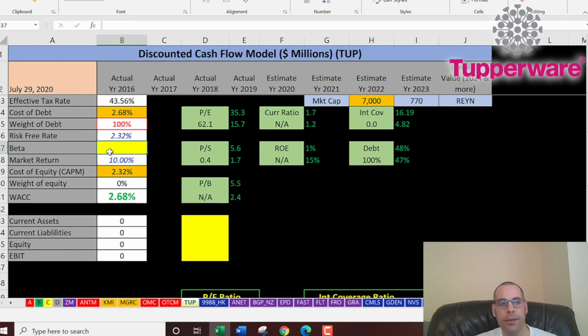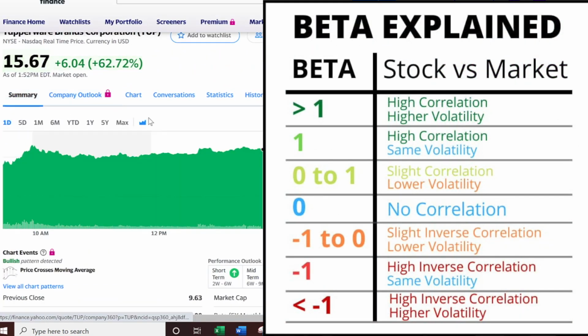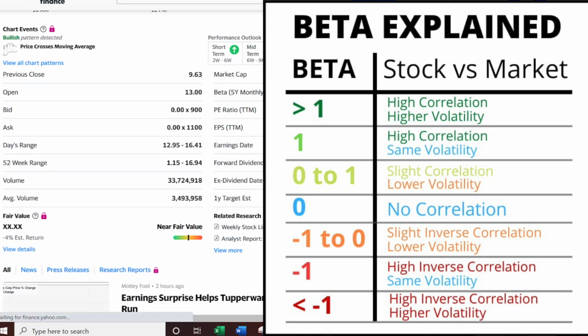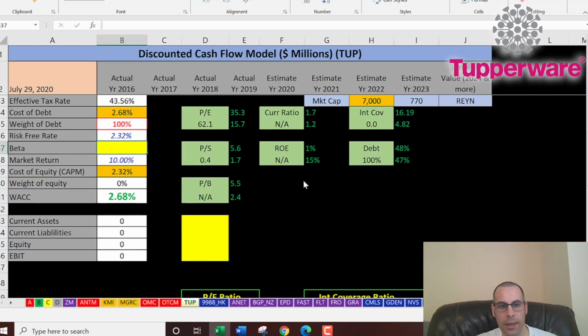Now let's get the cost of equity. We need the beta, and the beta is how sensitive the stock is relative to the market. They have a beta of 2.74, so the stock is really volatile. It moves almost 3 times the market. A high beta tends to be a risky stock.